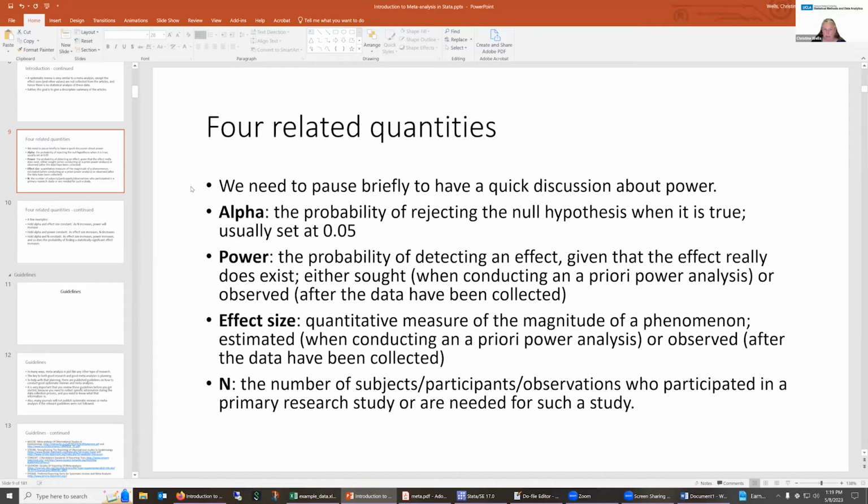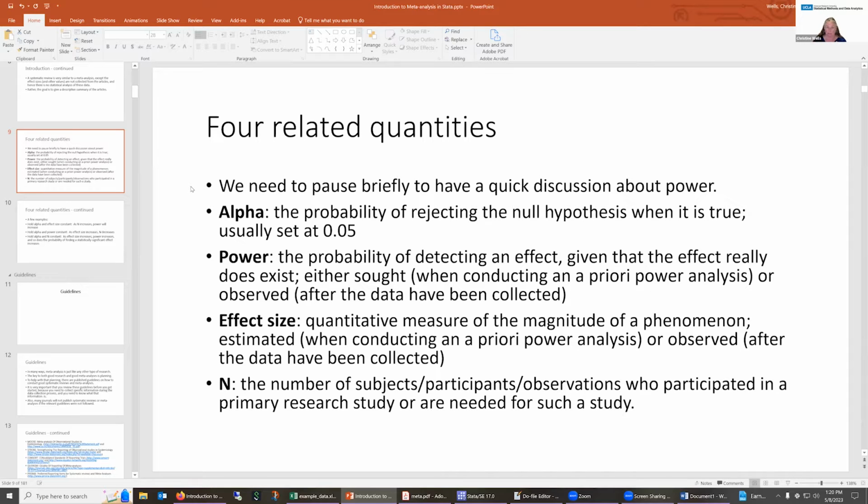All right, we need to discuss 4 related quantities here. Alpha. Most folks are familiar with alpha. It's the probability of rejecting the null hypothesis when it is true, and that is usually set to 0.05. We have power. Power is a conditional probability of detecting an effect, given that that effect really does exist in the real world.